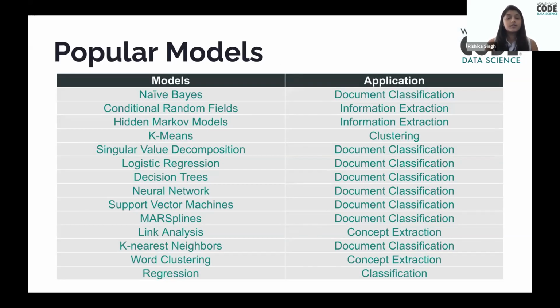These are some models that I have already mentioned, but just for you to see how all of these very popular machine learning models are applied. Just to name a few, naive Bayes can be used for document classification. We have k-means that's used for clustering. For information extraction, we have conditional random fields and hidden Markov models. For document classification, we have quite a few. I already mentioned naive Bayes. We also have logistic regression, decision trees, neural networks, support vector machines, k-nearest neighbors. And then we also have a regression model as well.